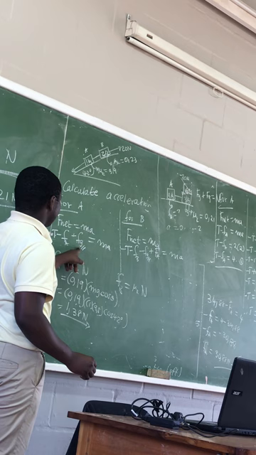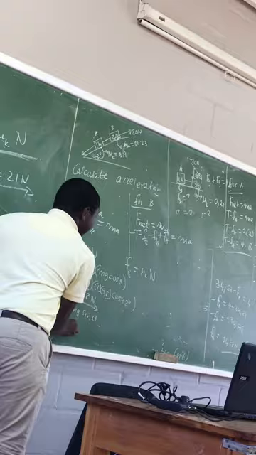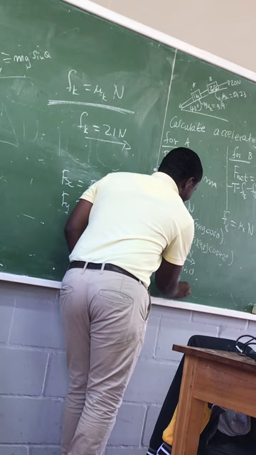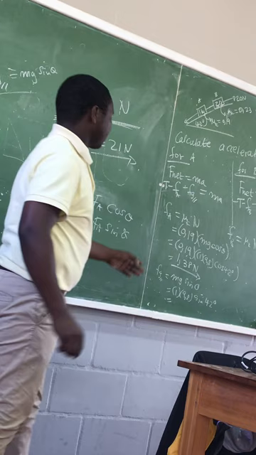So, I think I can use a trigonometry. FG is equal to mg sine theta. Sine theta, then. So, everybody? 9.8 sine 42 degrees. The answer is number 9. 9.8 sine 42.